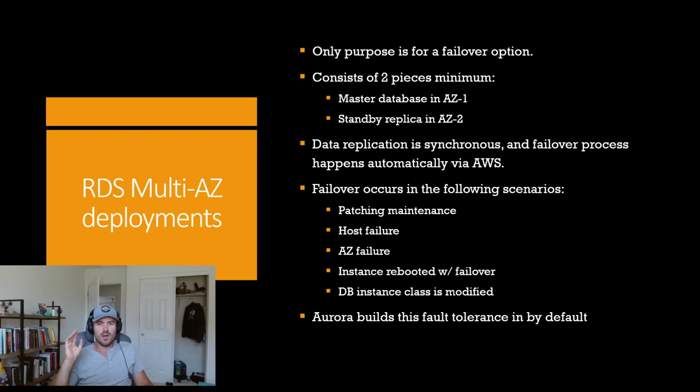Okay. I mentioned a couple scenarios earlier, but here's pretty much all the scenarios where this failover process can kick in. If you have patching maintenance, a master database host failure, or an entire availability zone failure, so if all of AZ1 went down, obviously it'd kick in to use AZ2's replica as the new primary instance. If your database instance gets rebooted with failover enabled, that'll trigger it. And if your database instance class is modified, it's also going to fail over while those changes are implemented in your first database. Okay?